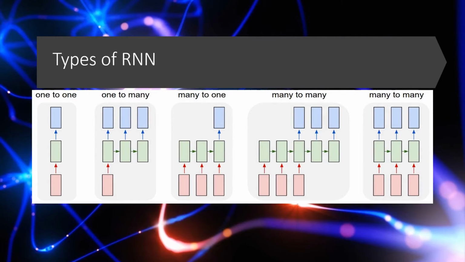Types of RNN. The first one is one-to-one. One-to-one means input is 1, and the output generated is also 1. The most basic example is image classification. The second one is one-to-many. Here, the input is 1 but the output generated is many. An example of this is image caption, where you give a single image as an input and the output generated is a caption describing the information present in the image.